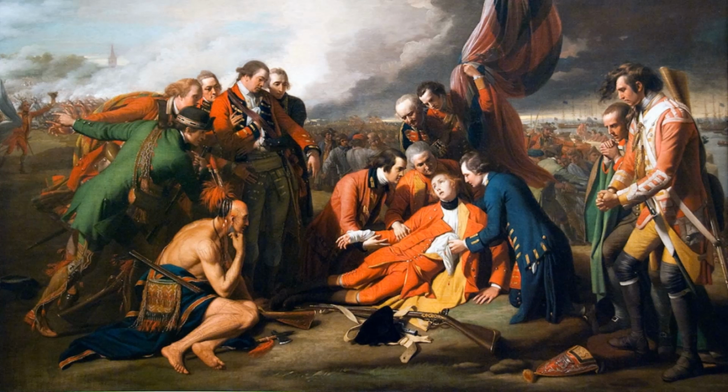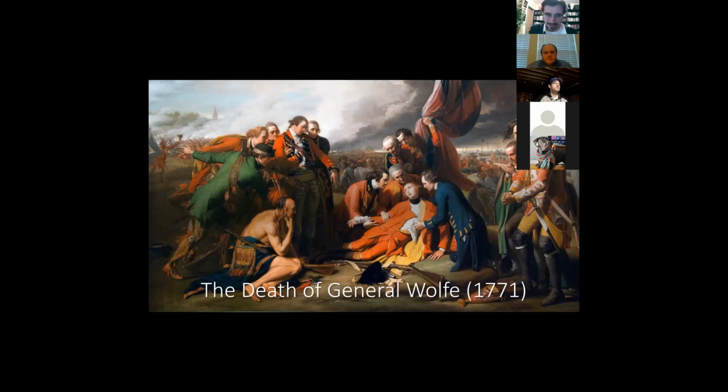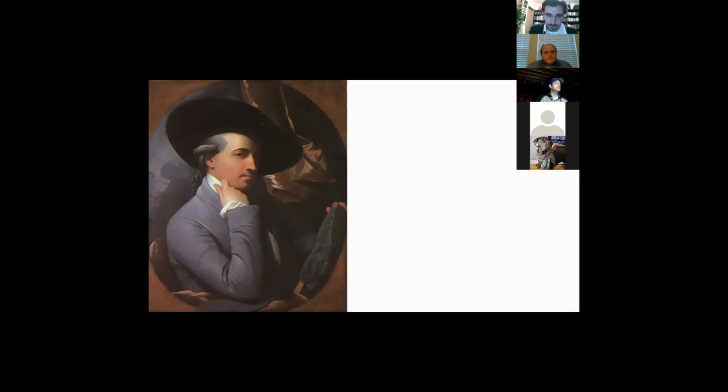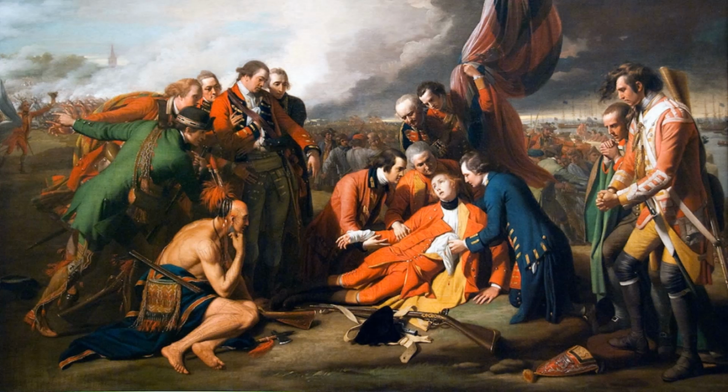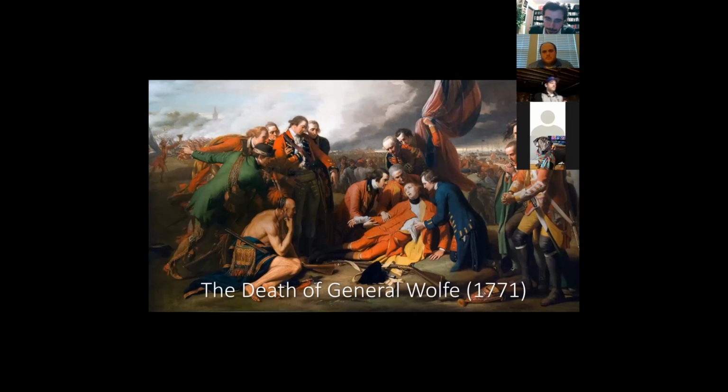Do those two figures on the right side of the painting look at all familiar? Well, I like to say it's that priest or cleric on the right side of this painting, standing next to the man in the red coat.